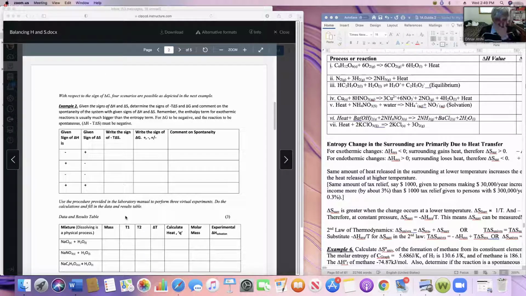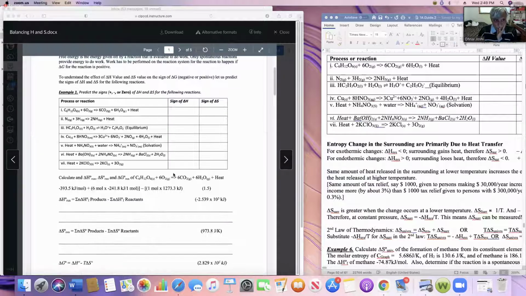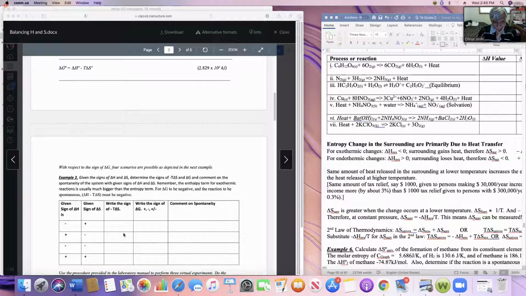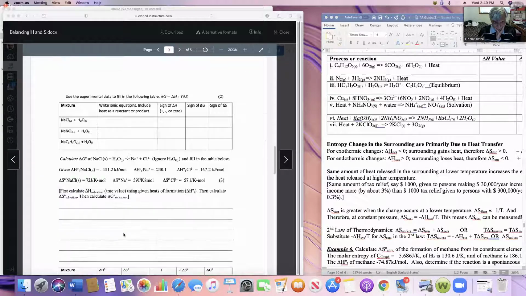Okay, that's what you are doing. So you have written down this equation here, and then you have this value over here, the heat of formation, and then this. And how many minutes should it take to do this? I don't know, 10 minutes, 15 minutes at the most.